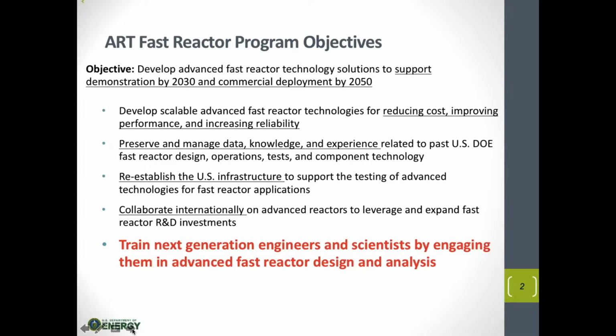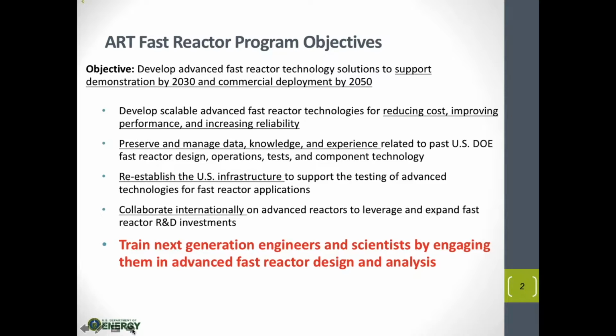To begin, I first want to go over the ART program's Fast Reactor program's objectives. The overall objective is to develop advanced reactor technology to support demonstration by 2030 and commercial deployment by 2050. To do this, we have several other objectives. The first is to develop scalable advanced fast reactor technologies to reduce cost, improve performance, and increase reliability. We also look to preserve and manage data, knowledge, and experience related to past U.S. DOE fast reactor design, operations, tests, and component technology.